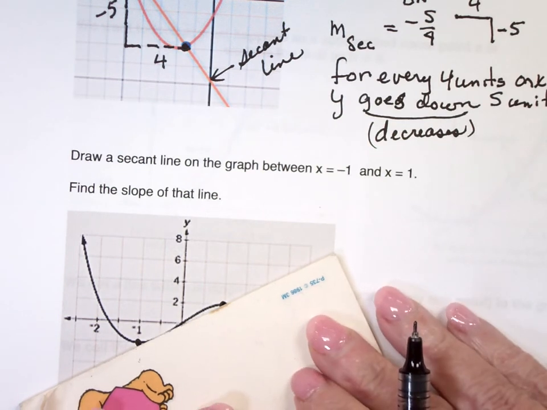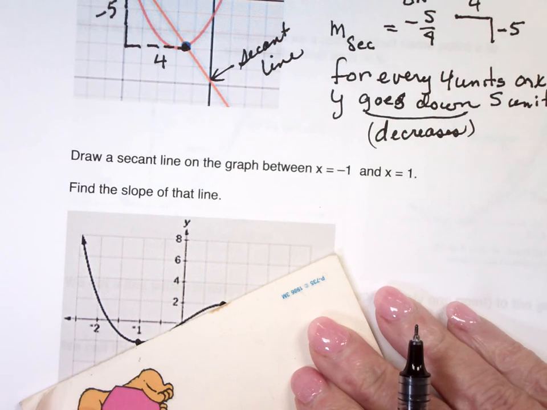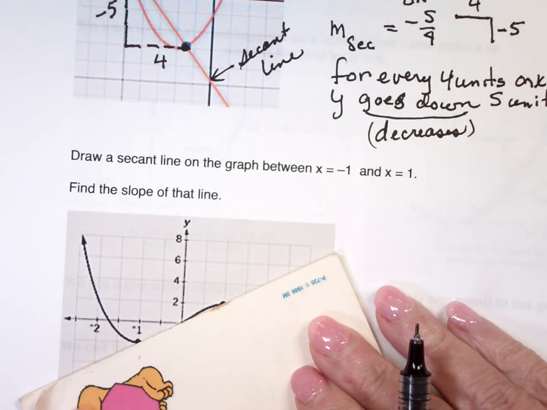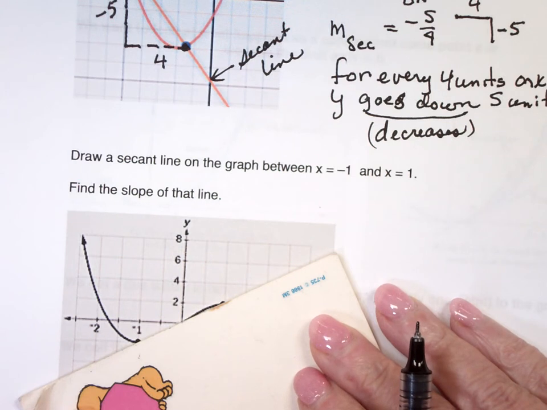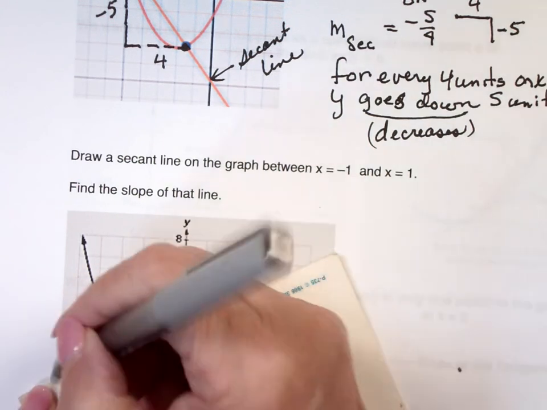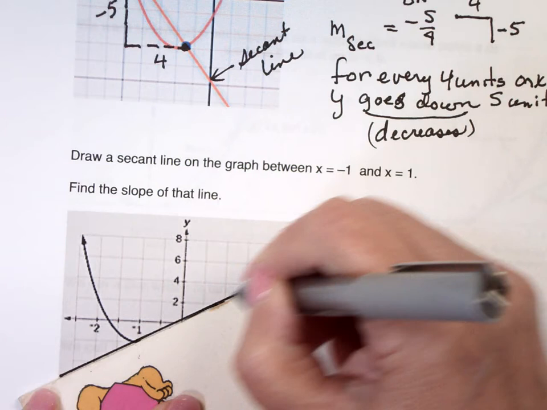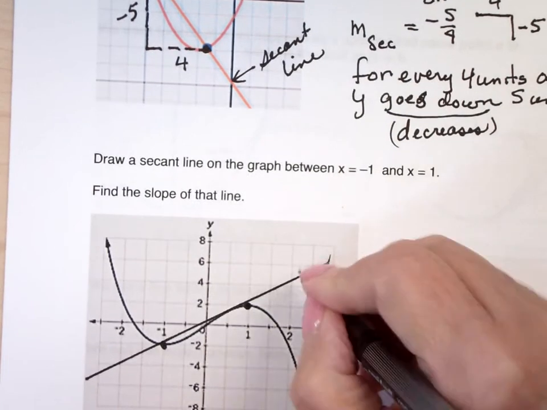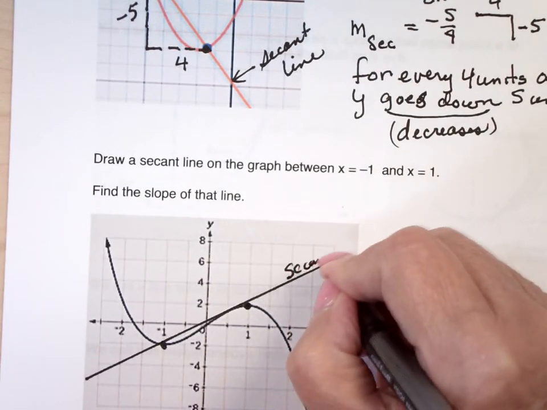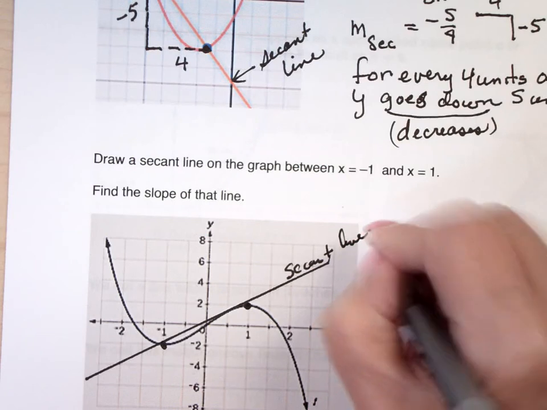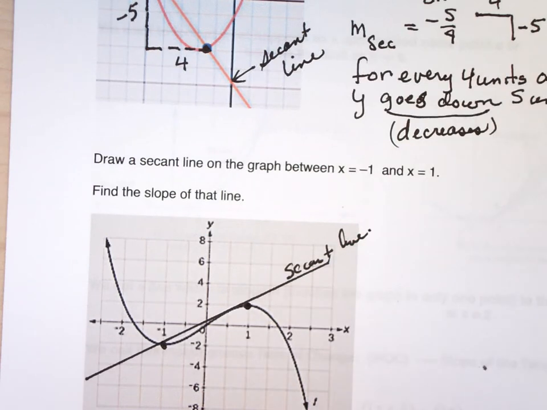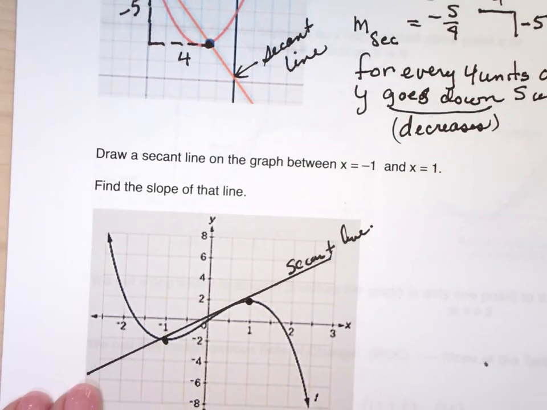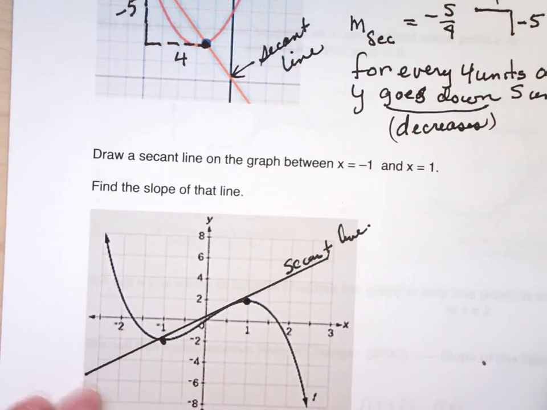And then, because I am having a hard time because of the way this is oriented, what I'll do is I'll look up there, try to get this thing lined up as best I can, draw my line. This is the secant line. And then it says, find the slope.